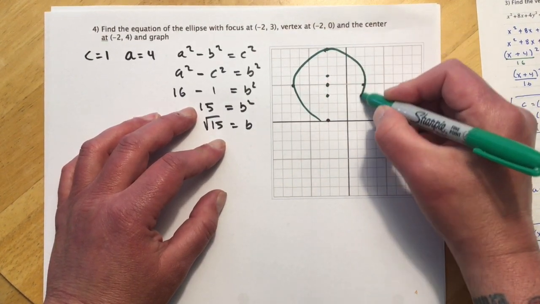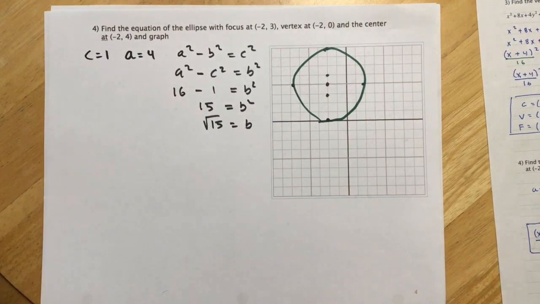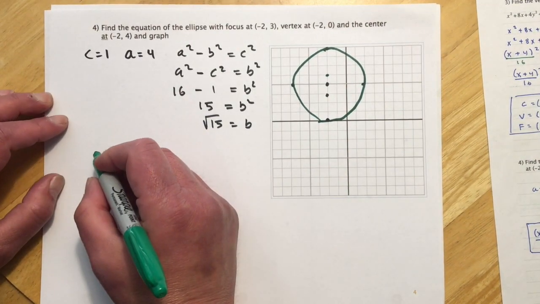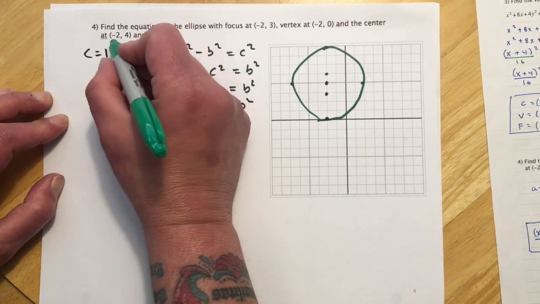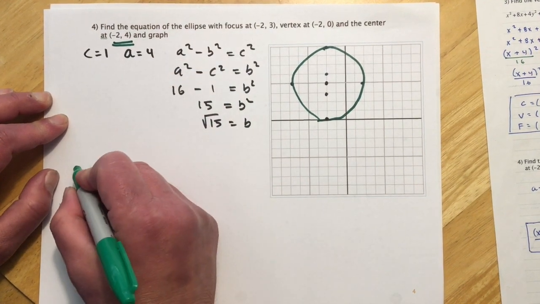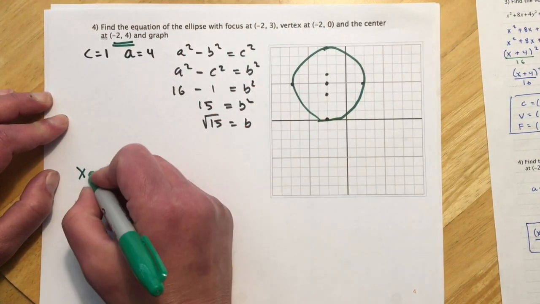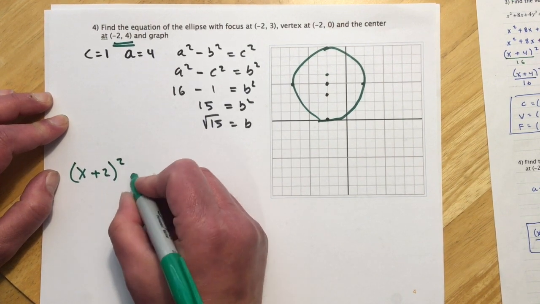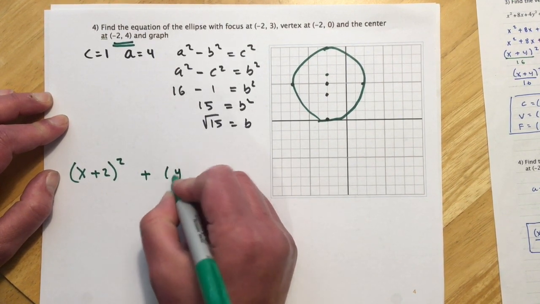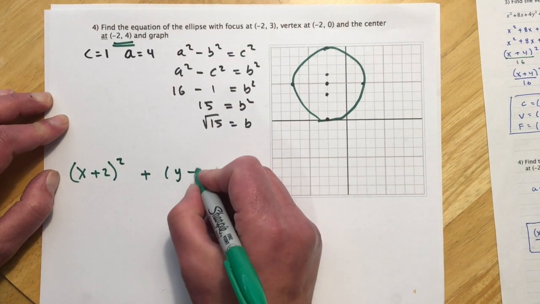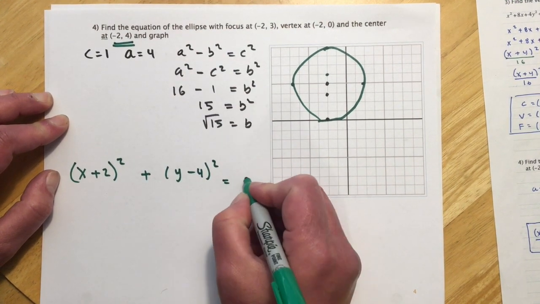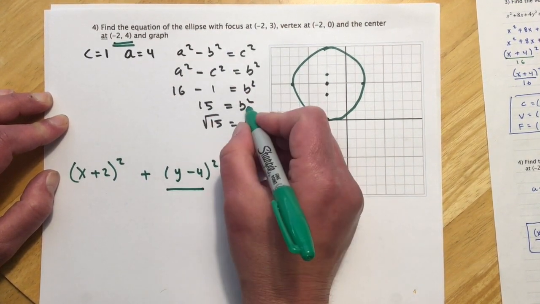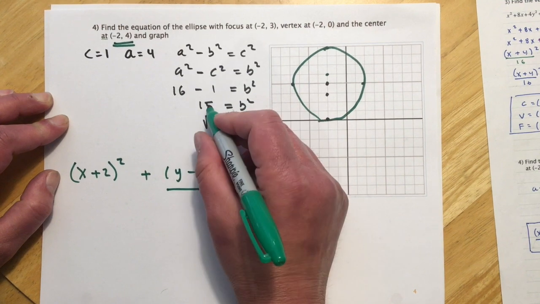So it should look something like that. And then our equation will be, let's see, here's our center. So x minus -2 would be x plus 2. And then plus y minus 4. That's going to equal 1. And b right there was 15.